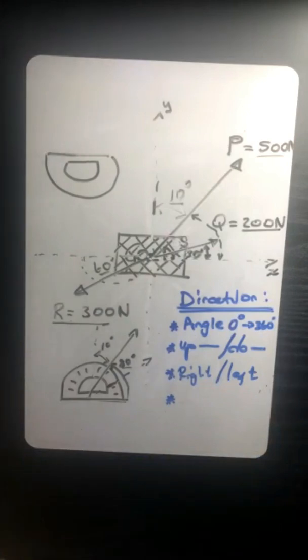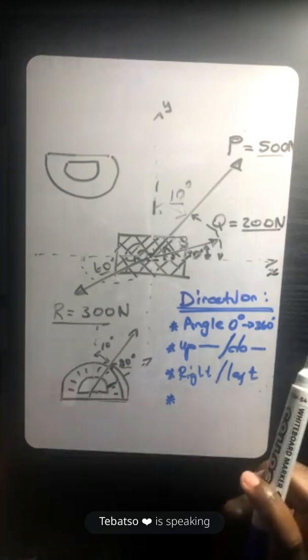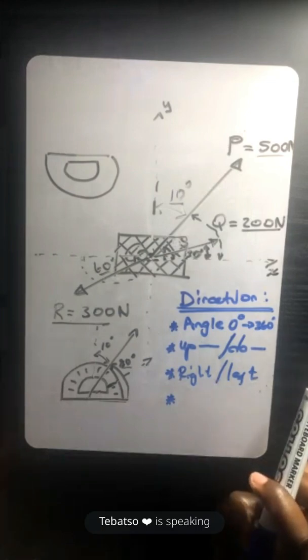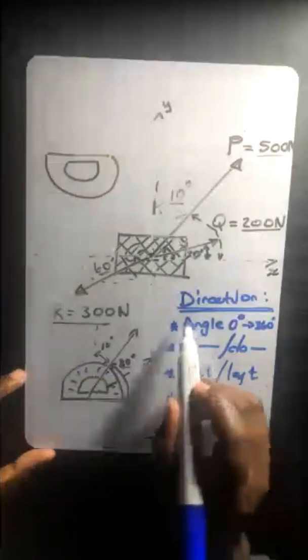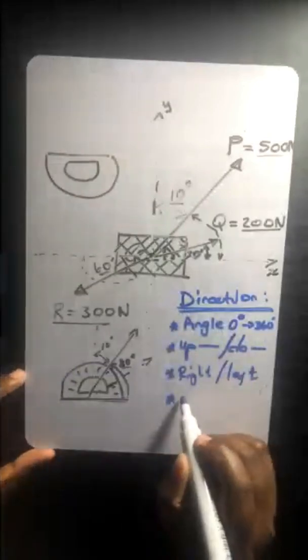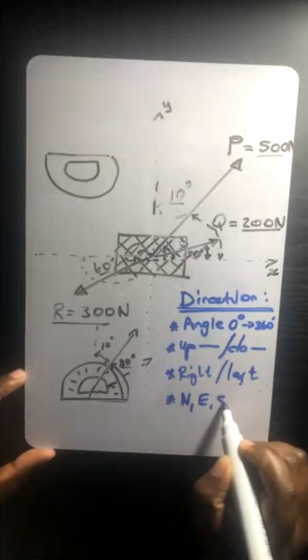So, good people, here comes a question. Sir, how about northwest or south? Something like that. Isn't that the direction? Yes, 100%. So, in terms of the directions, we can also represent it as north, east, south.